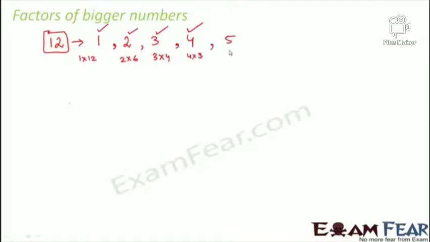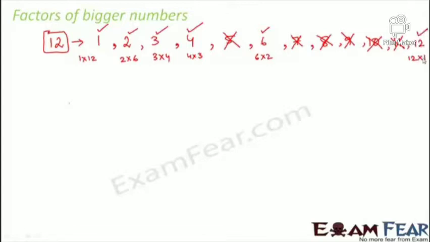What about 5? Is 5 a factor? No, because 5 doesn't divide 12 exactly. What about 6? That's true, 6 into 2 is 12, so 6 is also a factor. What about 7? No, 7 is not a factor. 8? No. 9? No. 10? No. What about 11? No. What about 12? Yes, 12 again is a factor because 12 into 1 is 12. So this way we see.